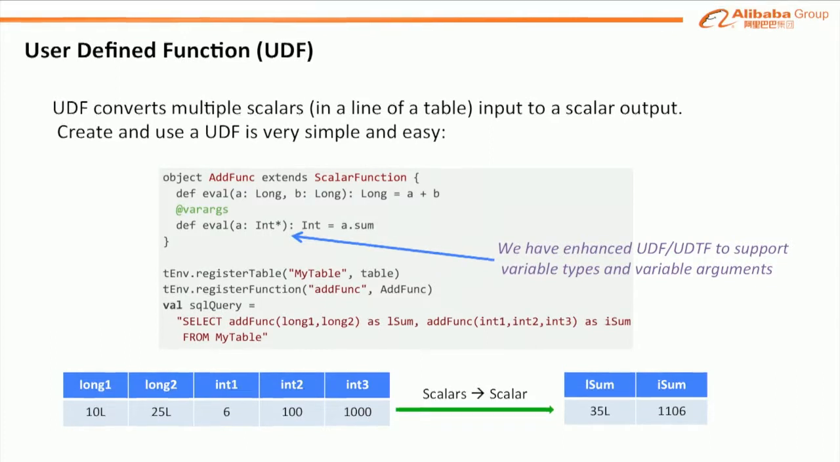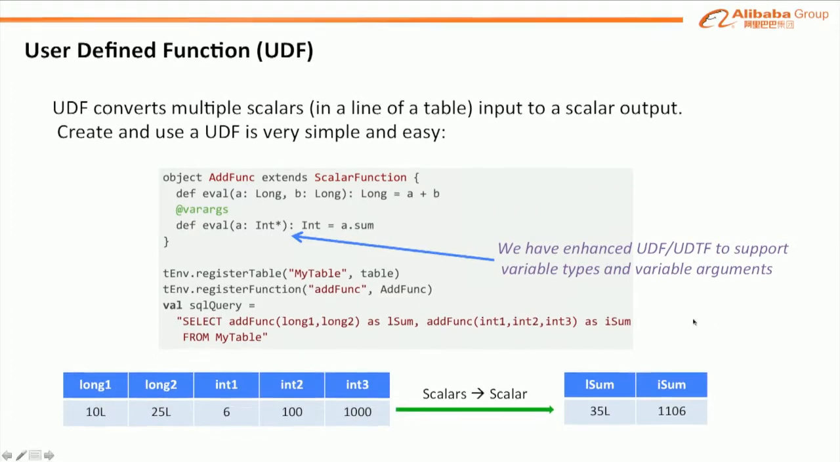As I mentioned, a UDF converts multiple scalars in one line as input into a scalar output. In Blink, a UDF is very easy for users to create. Users just need to define their business logic in one single eval method. This method can be overloaded with different input and output parameters. Moreover, we recently added support for UDF and UDTF together to support different types and dynamic inputs.